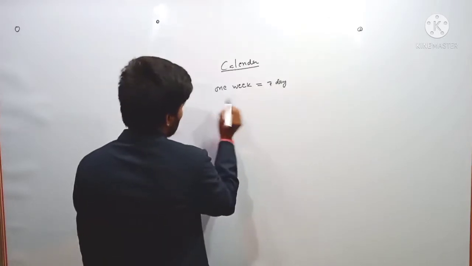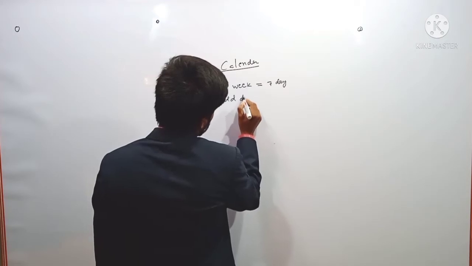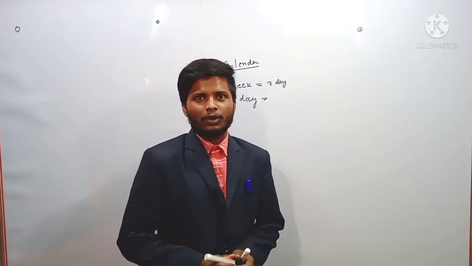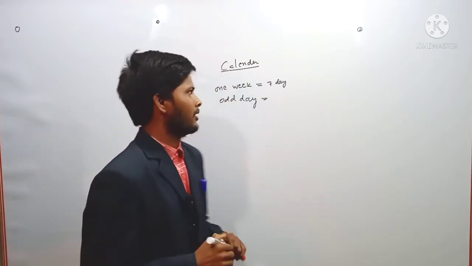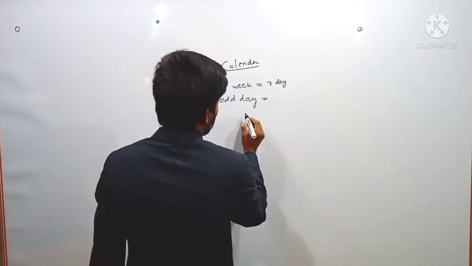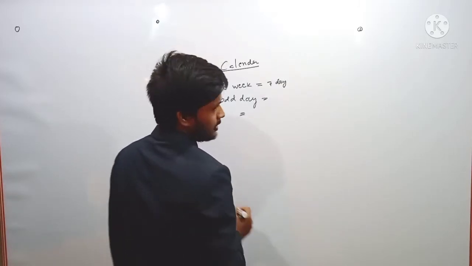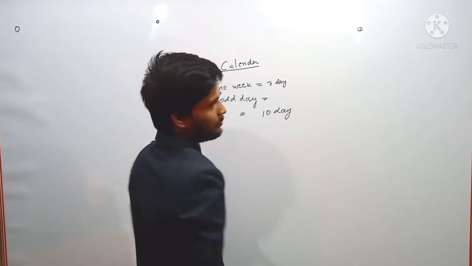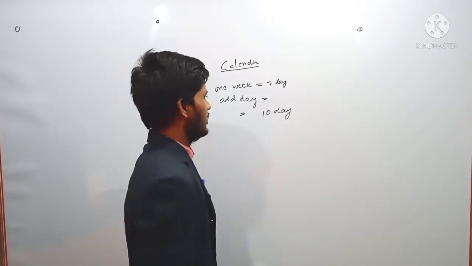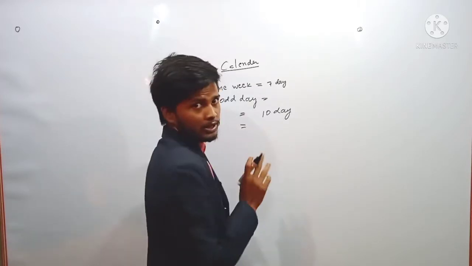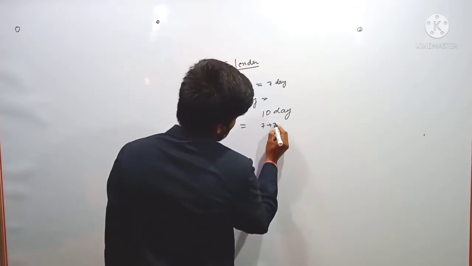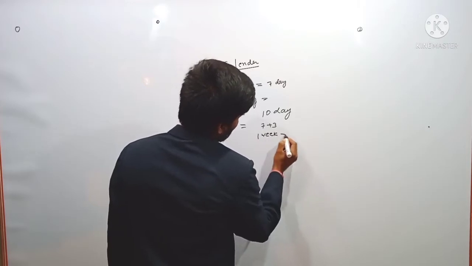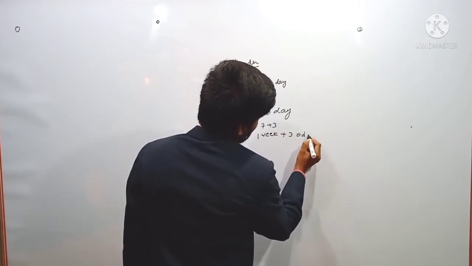And what is an odd day? Odd day means an extra day from a complete week. Look at this, 10 days. There is 1 week plus 3 odd days. If we split it, 7 plus 3, so there is 1 week plus 3 odd days.